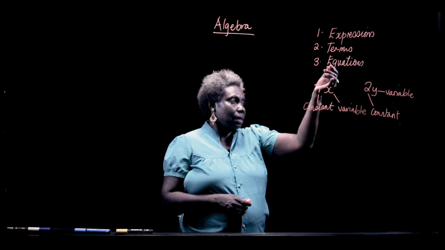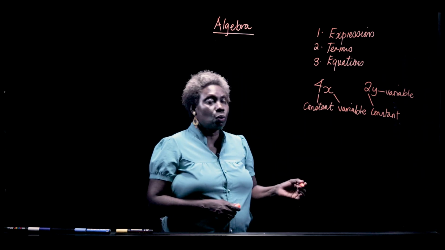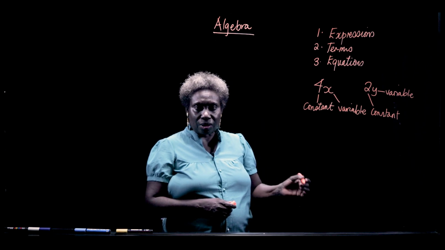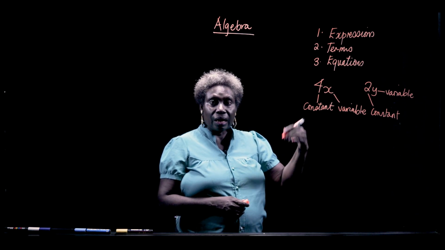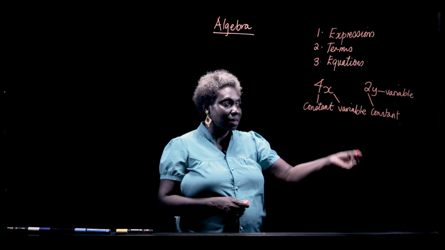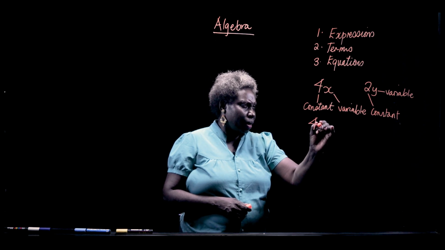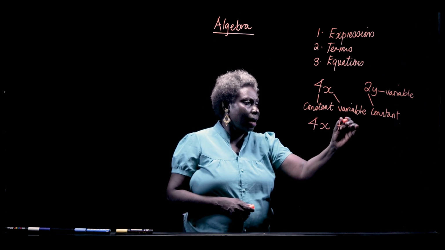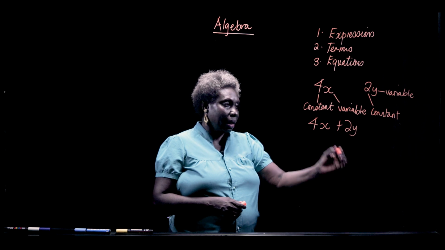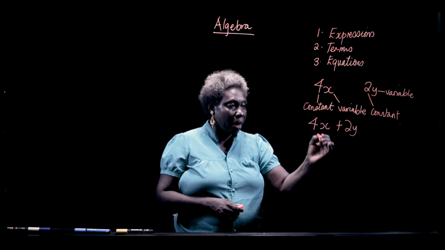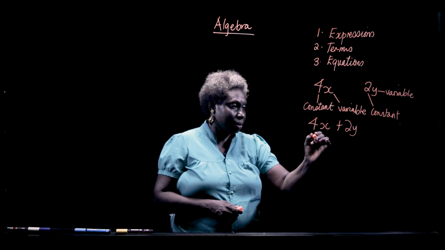We can simplify these algebraic expressions, or we can put them together to make algebraic terms. How do we do that? If I combine 4x and 2y using an addition sign or a subtraction sign, I come up with algebraic terms. Let's look at the example of 4x plus 2y. 4x plus 2y is an algebraic term. We can simplify this by collecting like terms and subtracting like terms.